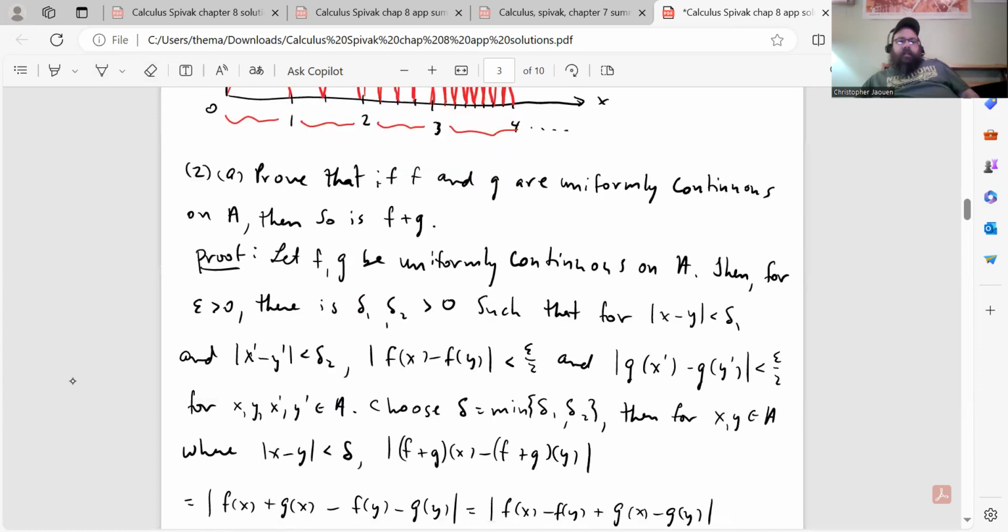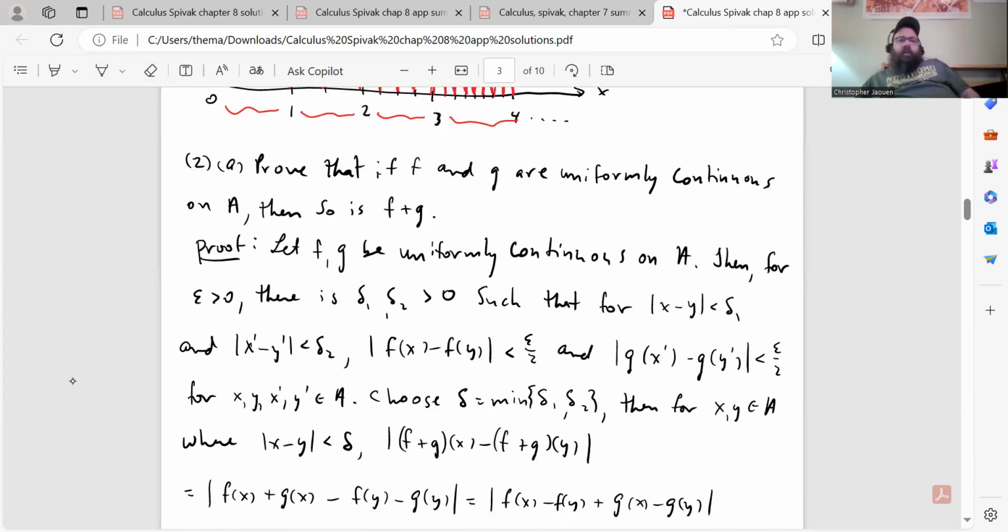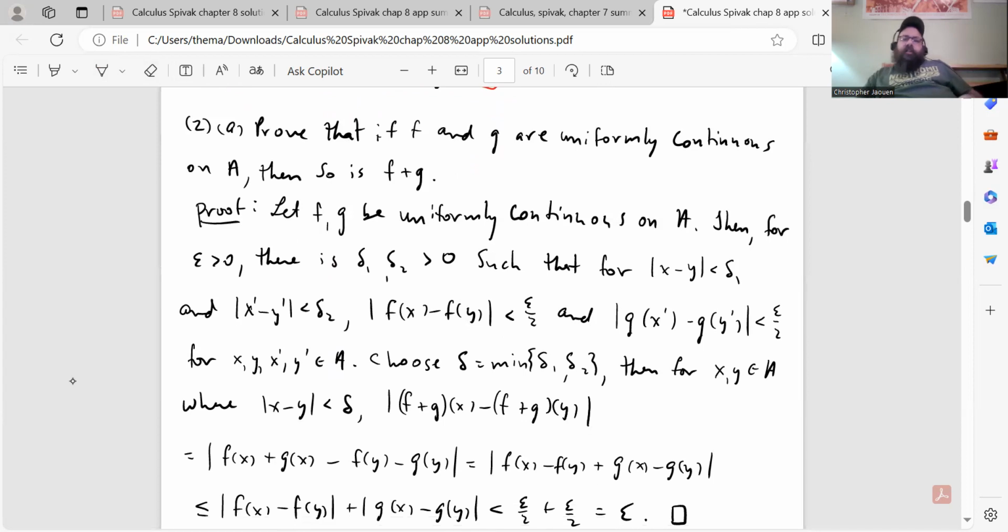Okay, that's question 1. Question 2 also has a bunch of parts. Part A, prove that if f and g are uniformly continuous on A, then so is f plus g. These parts to question 2 are all relatively straightforward.